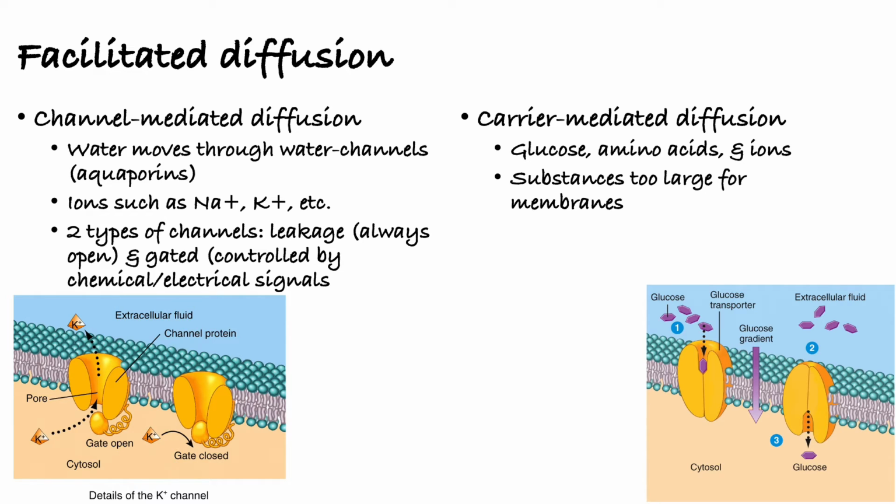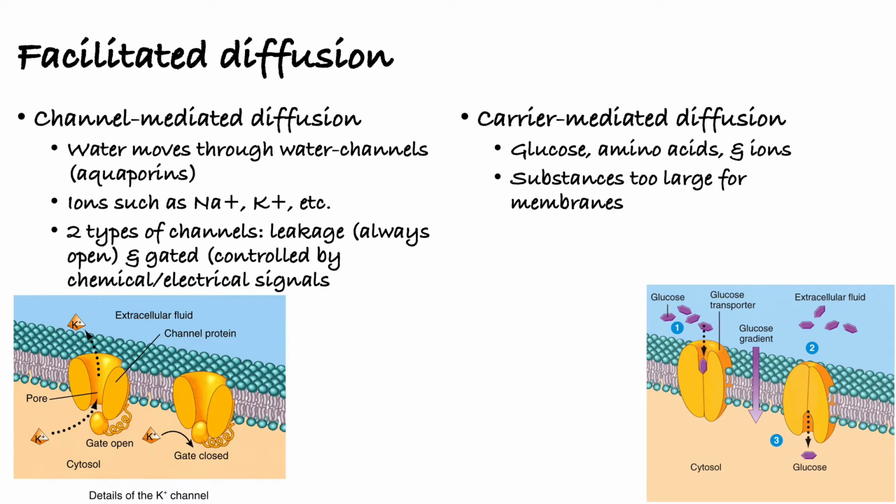So under channel mediated diffusion, water moves through these water channels. This is how water is going to get inside the cell. It is very difficult for water to pass through the phospholipid bilayer, so we actually use a special water channel called aquaporins. Ions such as sodium and potassium also use these channels to enter the cell.